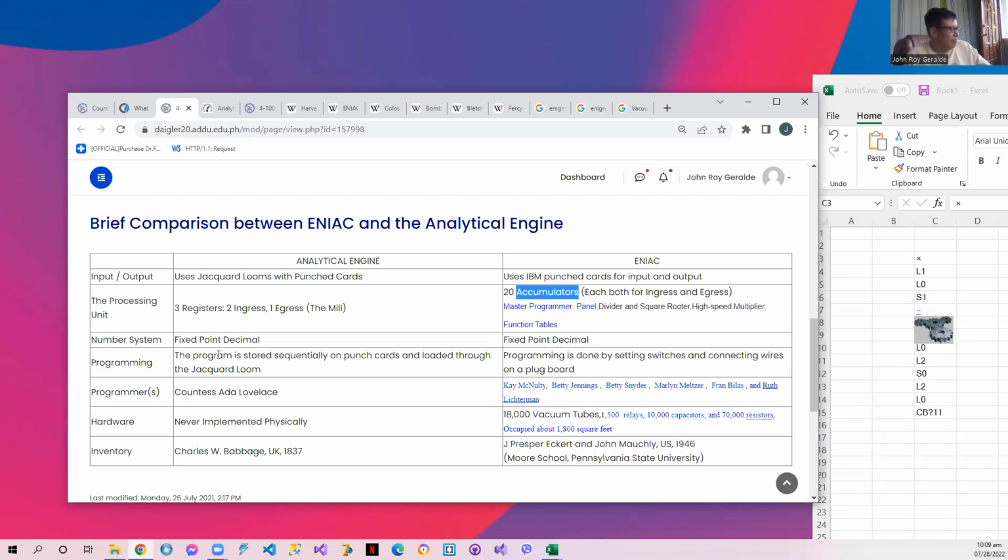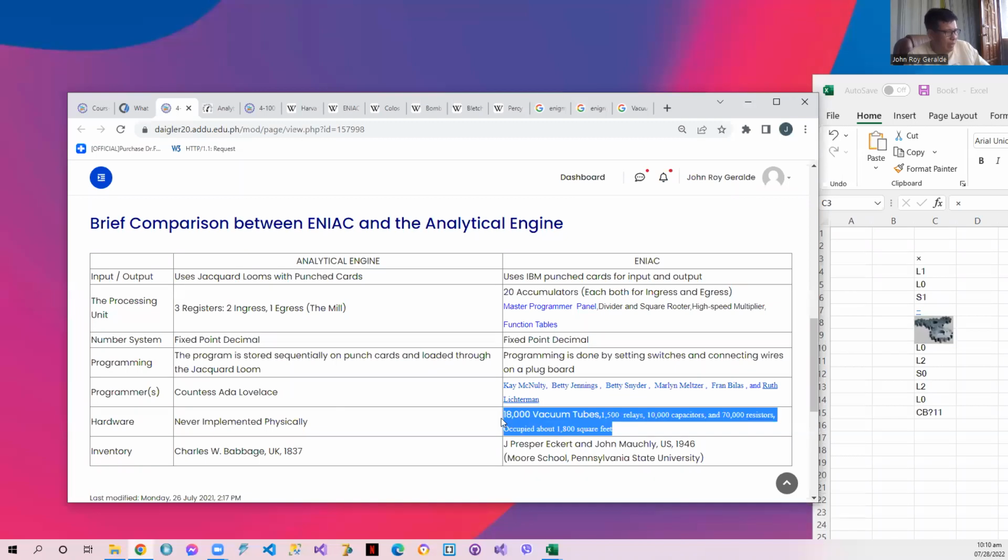In the programming aspect, the program is sequentially stored in punch cards through a Jacquard loom in the analytical engine. For ENIAC, programming is done by setting switches and plug boards. The programmer of the analytical engine is Countess Ada Lovelace. The programmers of the ENIAC were all women, because there were no men programmers at that time. They were all fighting the war.